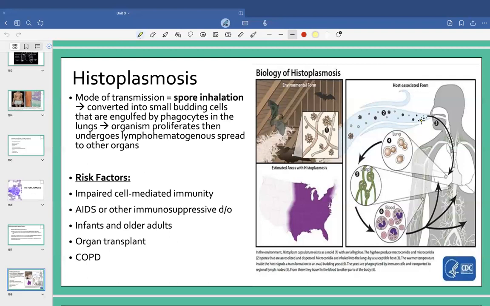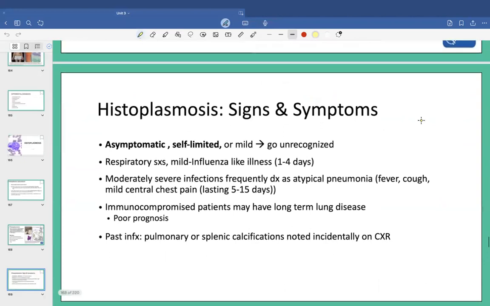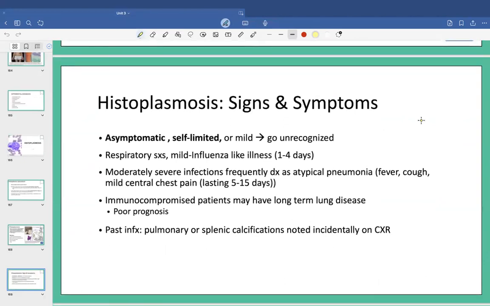For most patients, histoplasmosis is asymptomatic, self-limited, mild, and they never even know about it. If they do have symptoms, sometimes they'll come in with a respiratory illness or flu-like symptoms that only last a couple of days, 1 to 4 days. Patients with moderately severe infections are frequently diagnosed with an atypical pneumonia. They're not diagnosed with histoplasmosis off the top. They're saying, oh, this is just an atypical pneumonia. Those patients have fever, cough, and mild central chest pain that lasts 5 to 15 days.